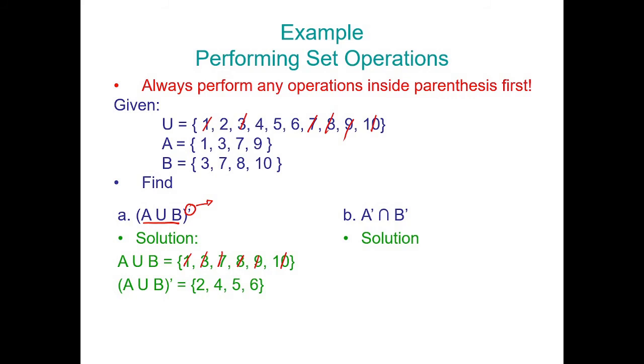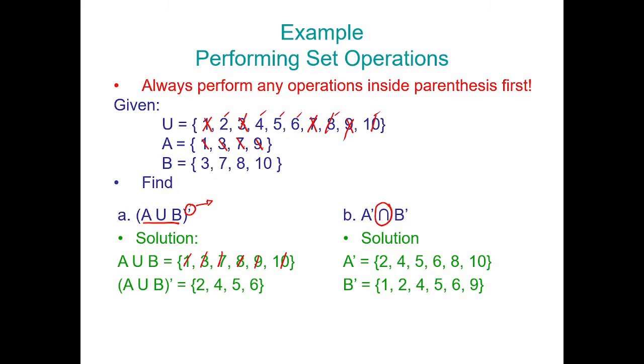Now, let's have letter B. What is A complement? So, sir, we remove 1. Next, remove 3. Remove 7. Remove 9. What is left in A complement? 2, 4, 6, 8, and 10. Right? Same thing with B complement. We remove all of them, and this is our B complement. Now, what symbol is this, class?